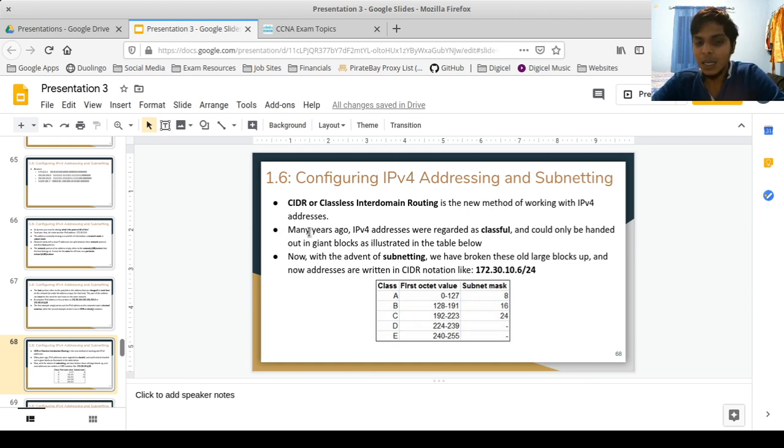Many years ago, IPv4 addresses were regarded as classful addresses and could only be handed out in giant blocks, as illustrated in the table below. So these giant blocks were how the internet was envisioned, I guess, many years ago. Imagine it was 20 or 25 years ago.